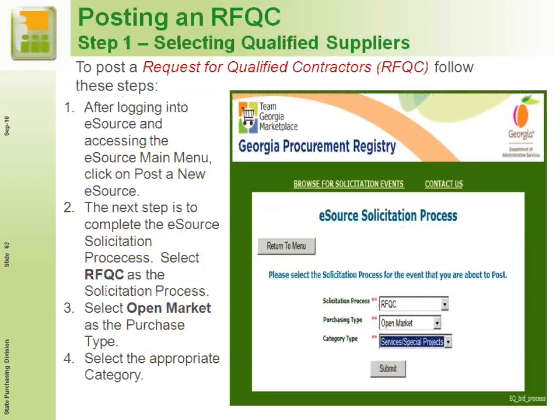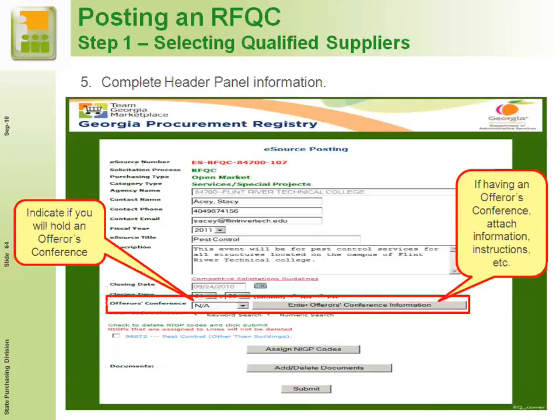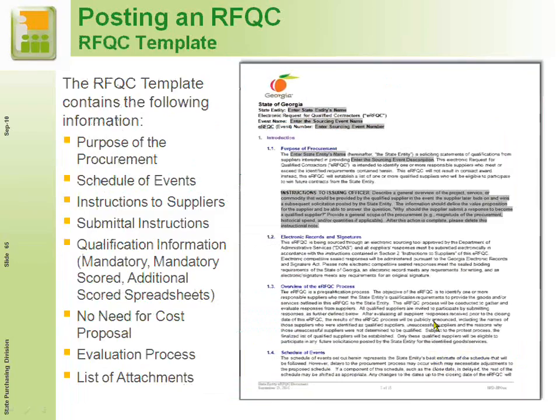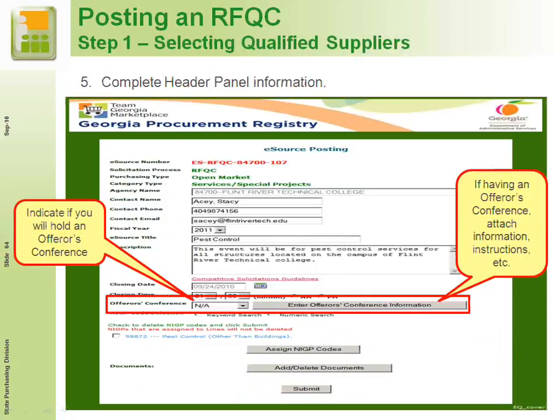After logging on and accessing this screen by choosing Post a New eSource, and selecting RFQC, you then again would select your purchasing type as well as your category type and select submit. Again, you complete the header information pretty much the same way you did previously. This screen here, when you're creating your RFQC, again, you are going to complete your header information the same way. Again, if you're going to have an offers conference, you would put that information in, as well as your NIGP code to select the subscribed suppliers who are going to be notified for the event.